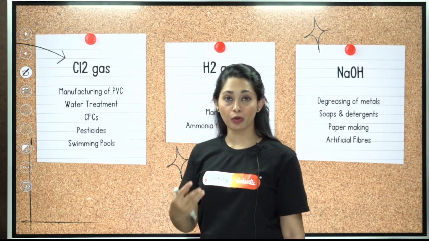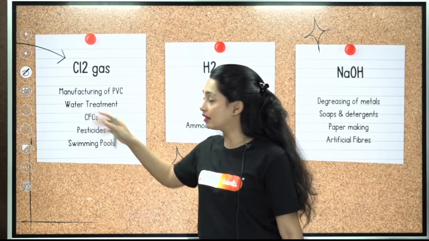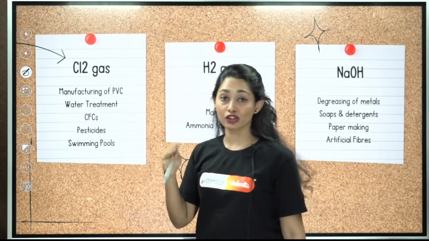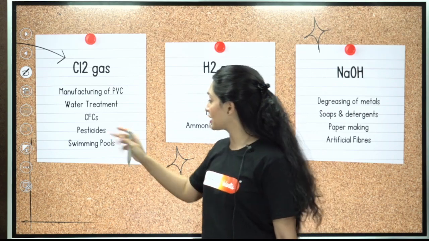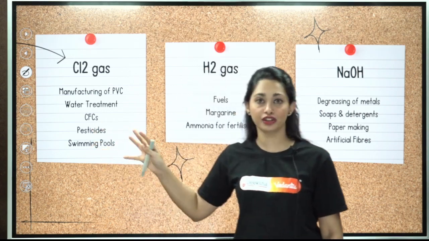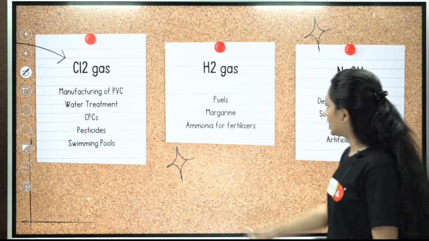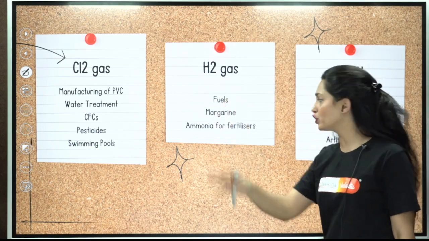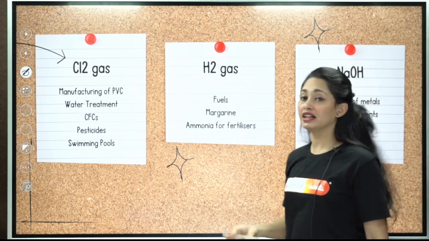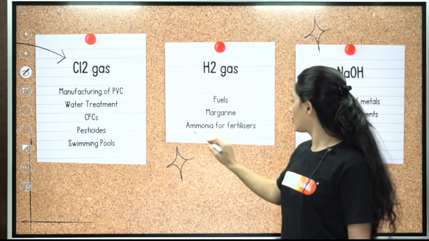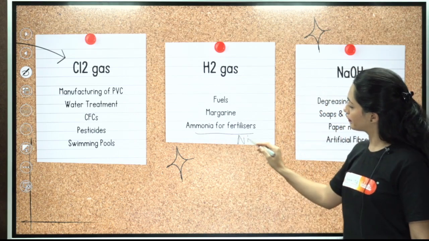Manufacturing of PVC, polyvinyl chloride, that's plastic, in water treatment, and CFCs, chlorofluorocarbons, and pesticides, as well as in swimming pools in order to disinfect water. And hydrogen gas is an excellent fuel. So it is used in the preparation of margarine, and ammonia for fertilizer, NH3.